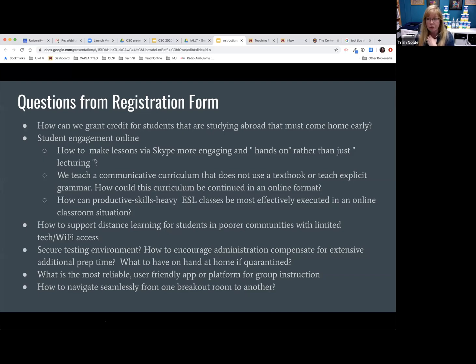If you have 3 or 4 students in the same household, maybe they can share a piece of equipment. And then it comes down to curriculum, content, and course design. The instructors will have to take that into consideration and consider alternative assignments, alternative activities, and other ways of getting the information to them. Which is related to the next question: secure testing environment, how to encourage administration to compensate for extensive additional prep time.